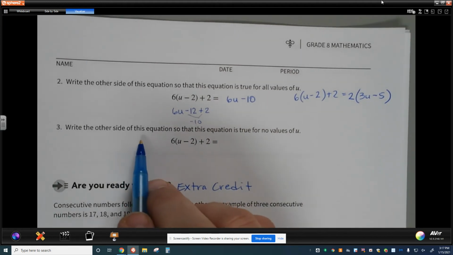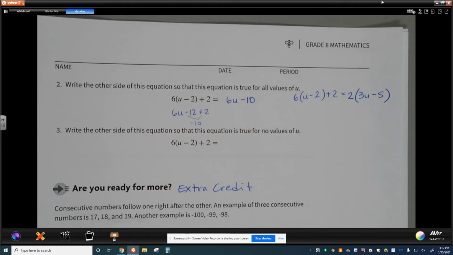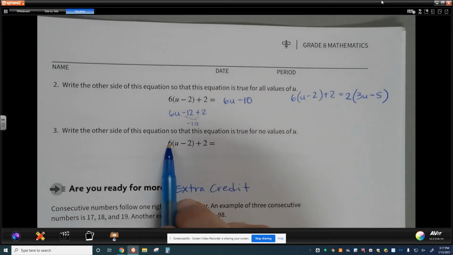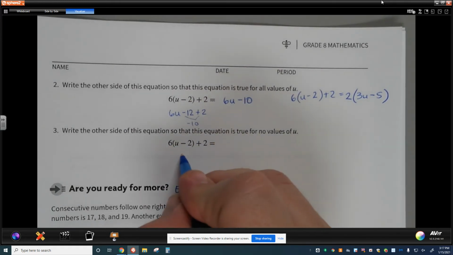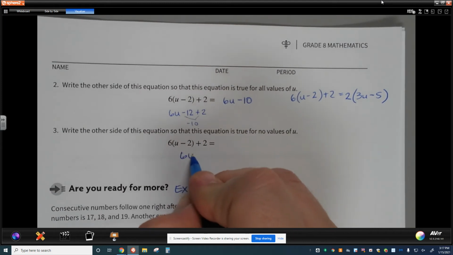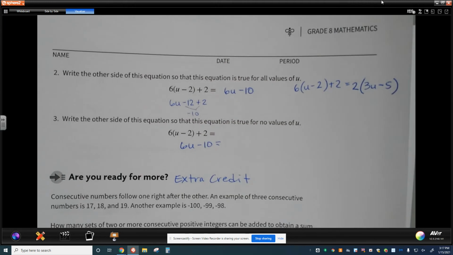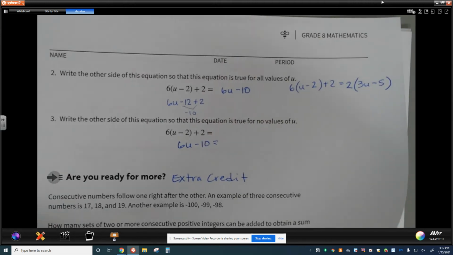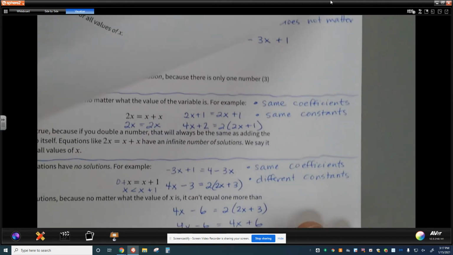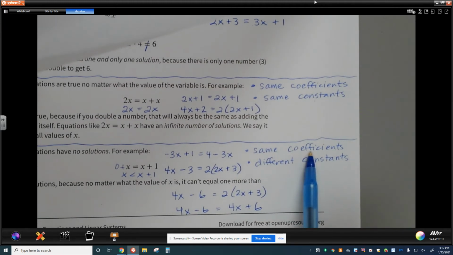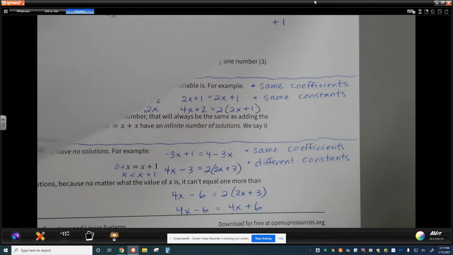All right, likewise down here on this one, we had 6 times u. Let's just go ahead and simplify this so we can look at it a little differently. 6 times u minus 10 is equal to... we look back at our strategy here for no values of u, meaning no solution. And what we can think of is this: I have to have the same coefficients, but I have to have different constants.